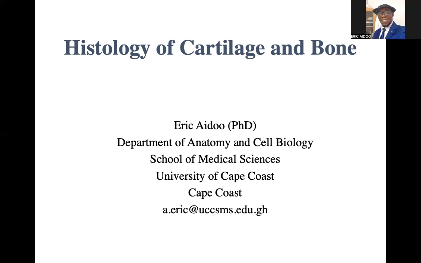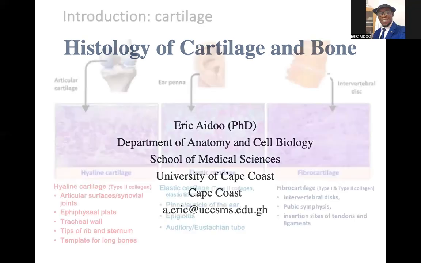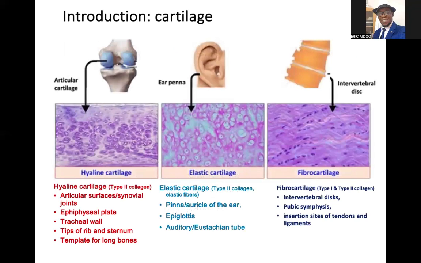I want us to look at the histology of cartilage and bone. So for cartilage, you have three main types, and depending on which part of the body you look at, the cartilage will be located as part of its function to its structure. So we have here the three main types: the hyaline cartilage, the elastic cartilage, and the fibrocartilage. The three of them constitute the major cartilage components of the human body.